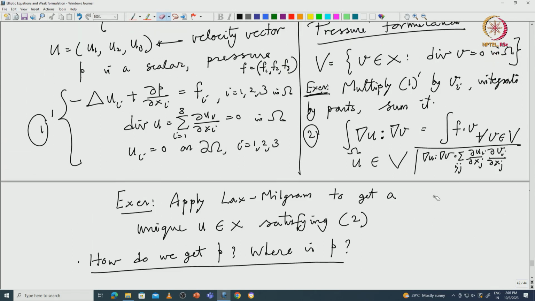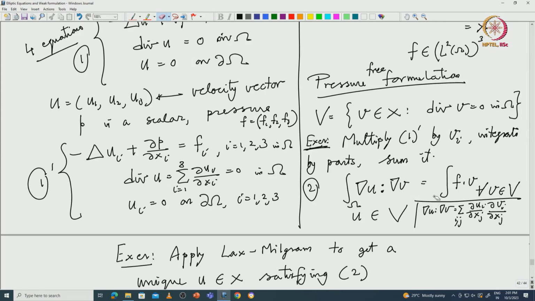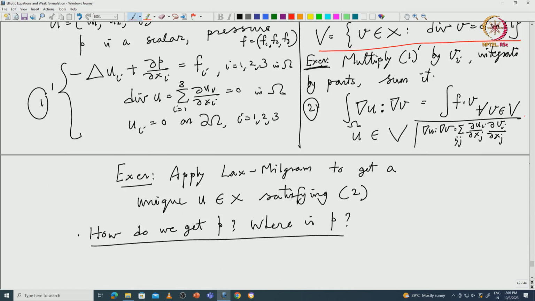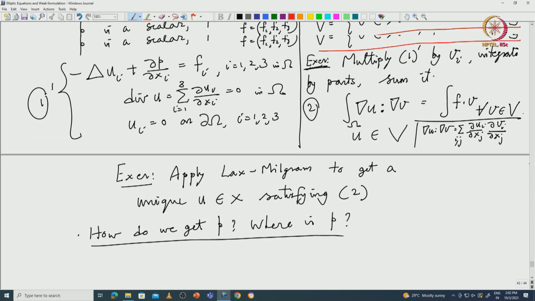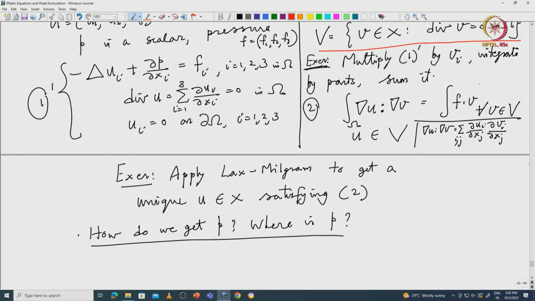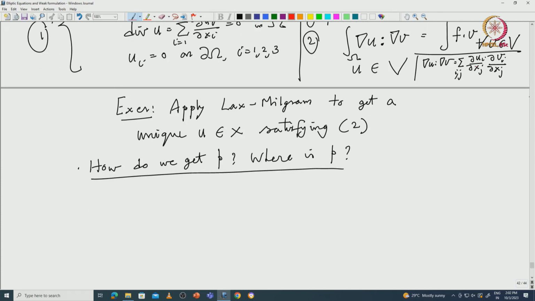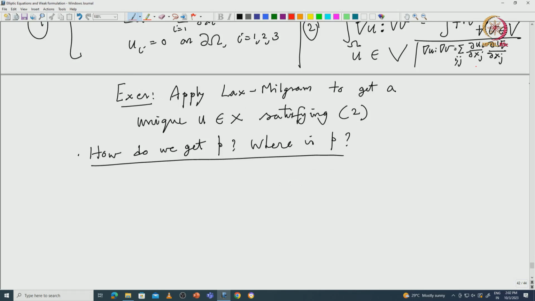And then once you have a pressure free formulation, you recall this space V, divergence of V equal to 0, and you have grad U grad V is equal to F V. So, you can apply the Lax-Milgram lemma to prove the existence and uniqueness of U. So, the discussion we maintained last time: how do we get the pressure P, and where is P for that?